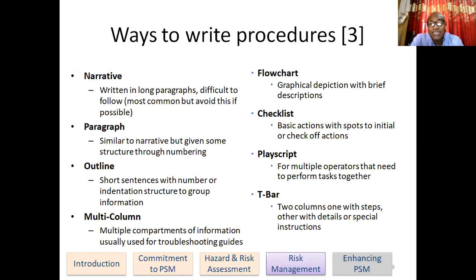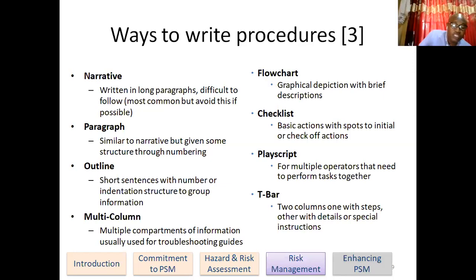So a standard operating procedure can be narrative. The ways to write a procedure: it can be narrative, written in long paragraphs, difficult to follow, most common, but it must not be difficult to follow. It must be simple narrative. The paragraph form is similar to narrative, but gives some structure through numbering, and it must not have too lengthy words. Some can be outline, short sentences with numbers or identification structure for grouping information.